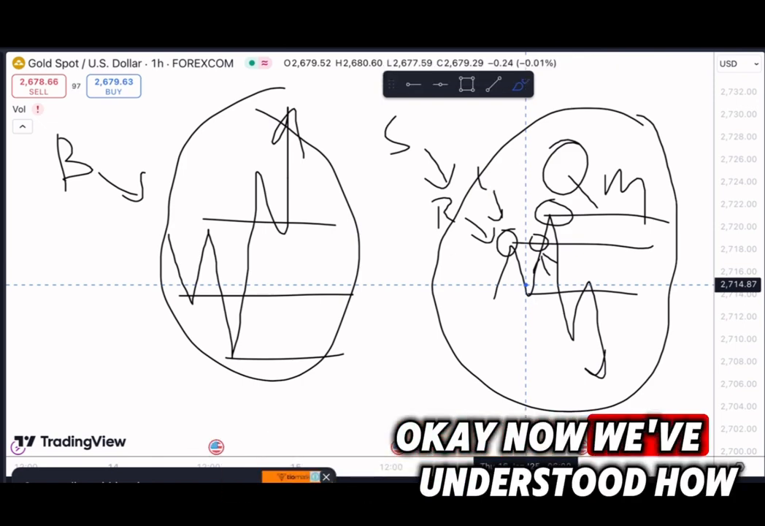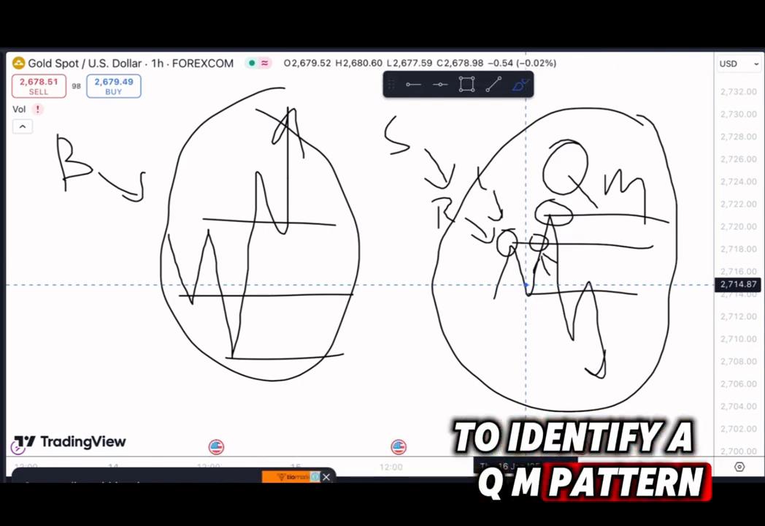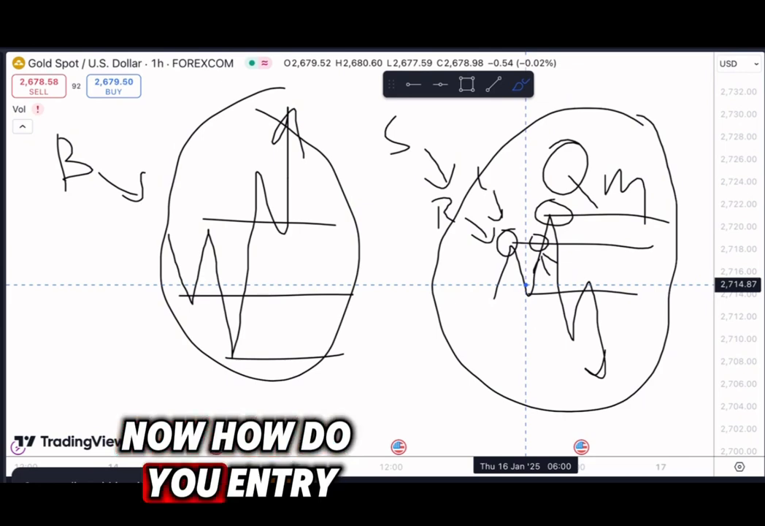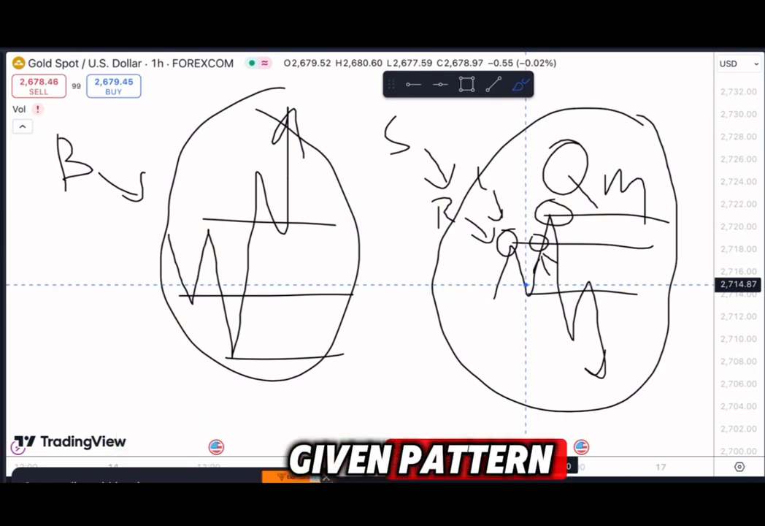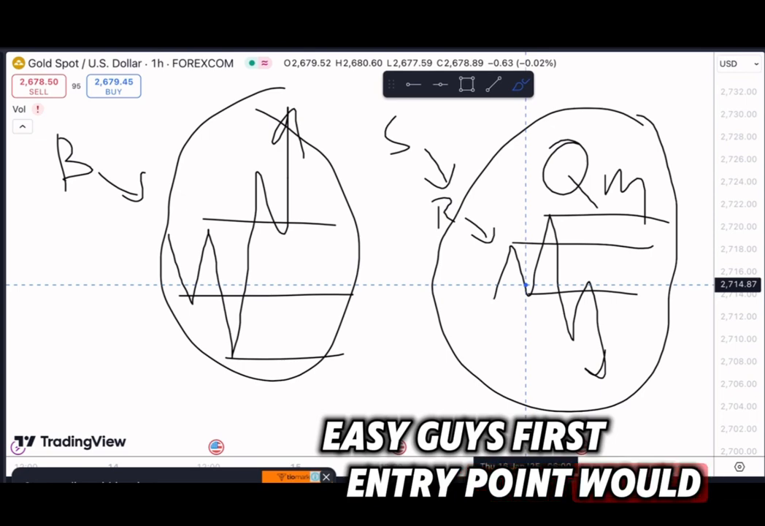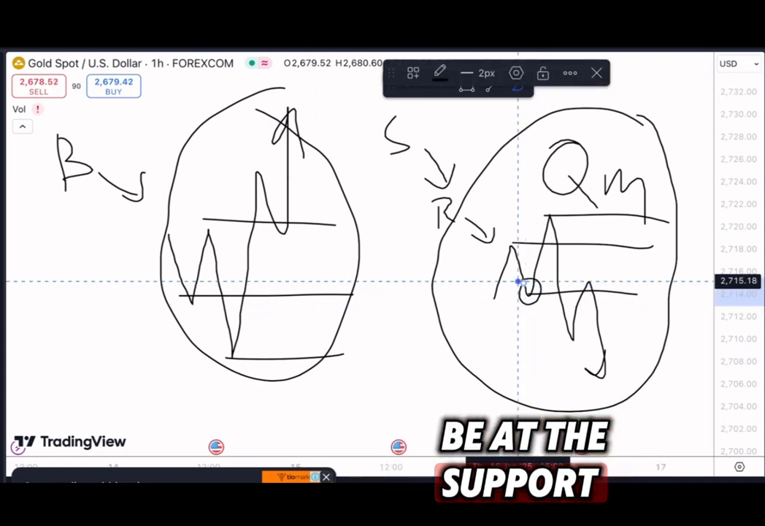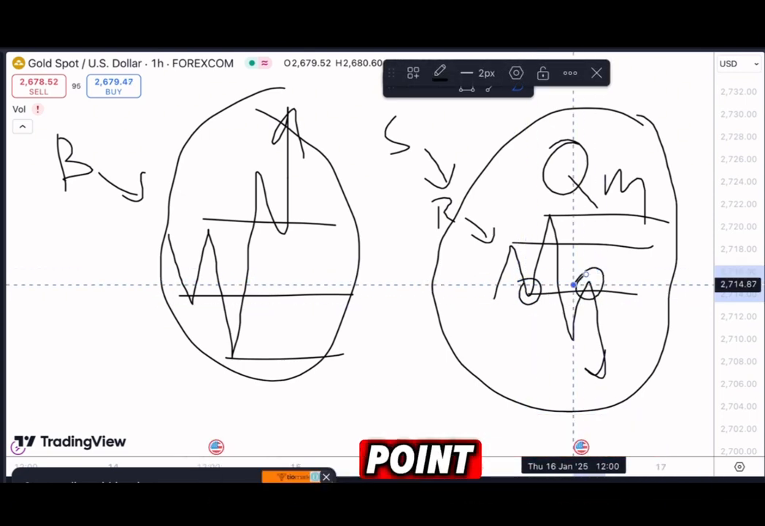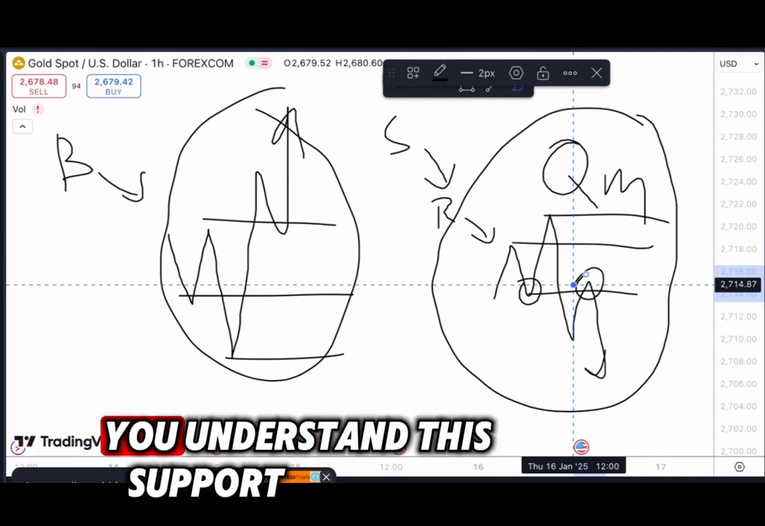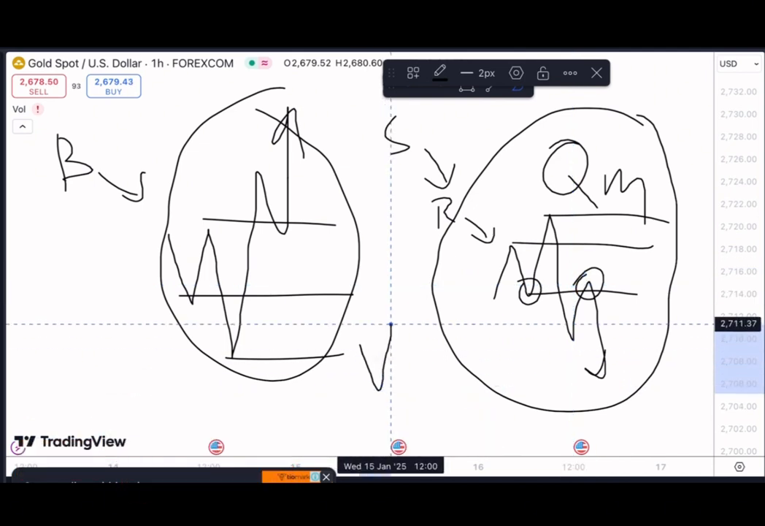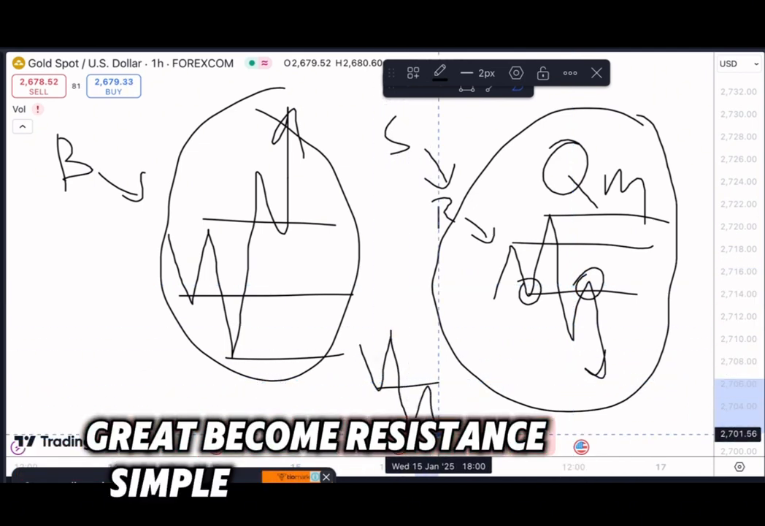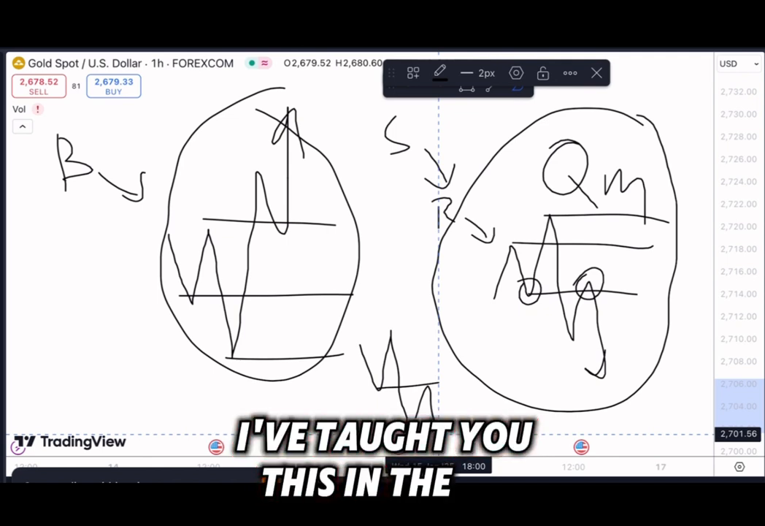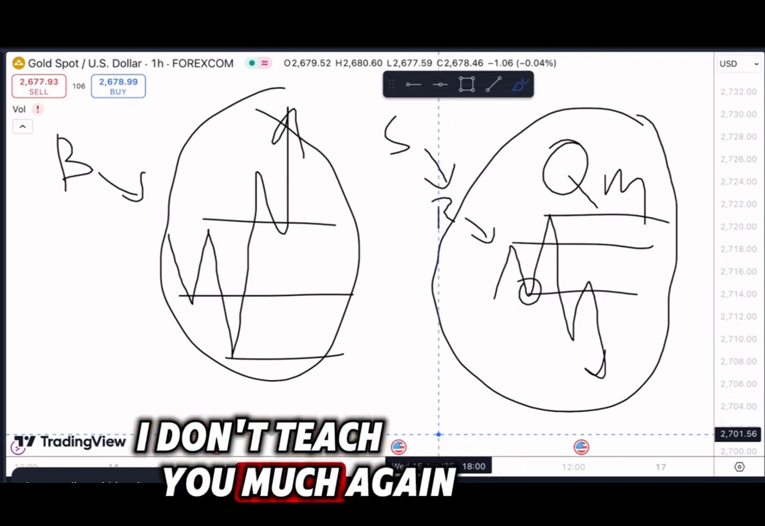Okay, now we've understood how to identify a QM pattern. Now, how do you enter? Where do you enter with a QM pattern? Easy, guys. The first entry point would be at the support, break, become resistance. Support, break, become resistance. Simple. I've taught you this in the last lesson, I don't want to teach you that much again.